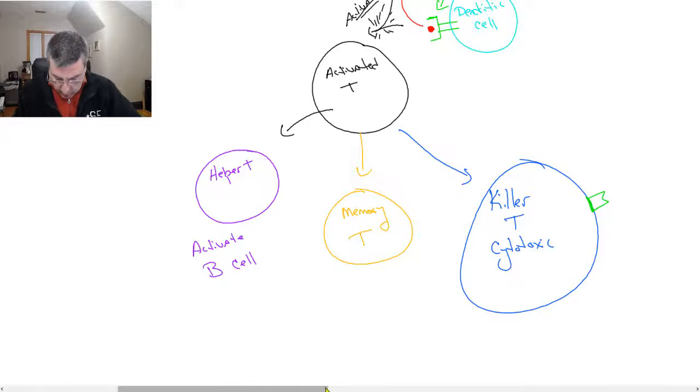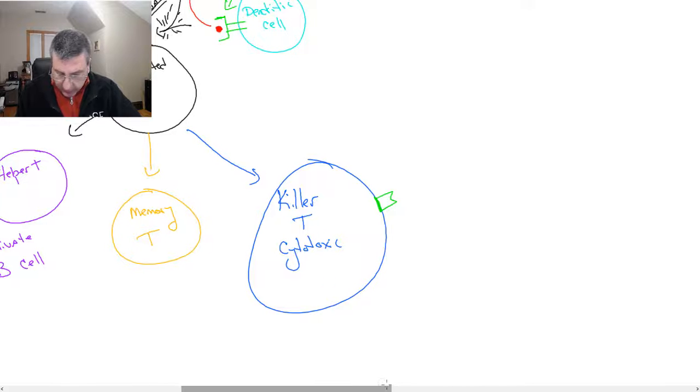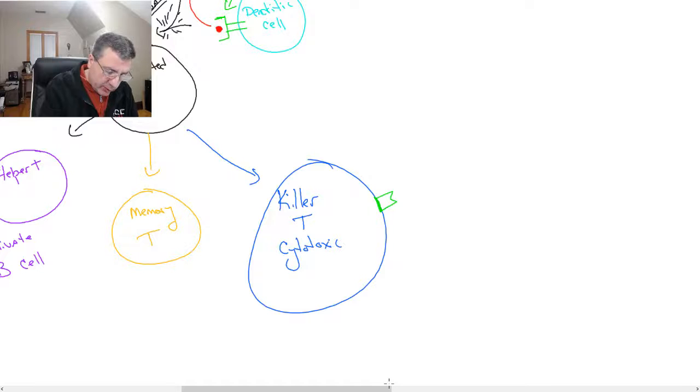So if we recall, let me slide over here. If you can recall that there are cells out there that are non-specific as to what they phagocytize. So let's say a macrophage, a dendritic cell, something along that line. So let me do a completely different color here. Well, let's just go orange on this one.